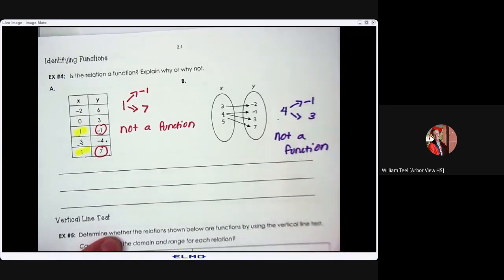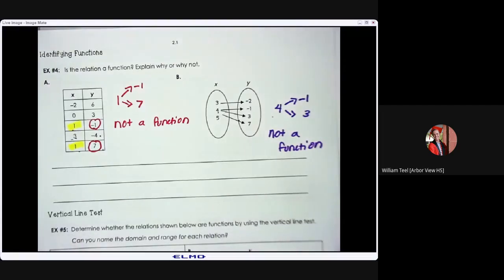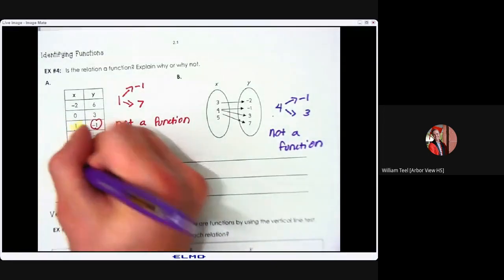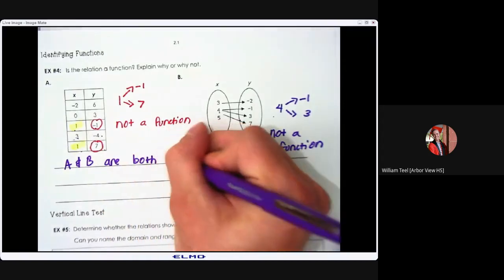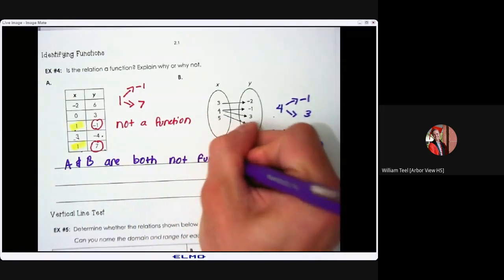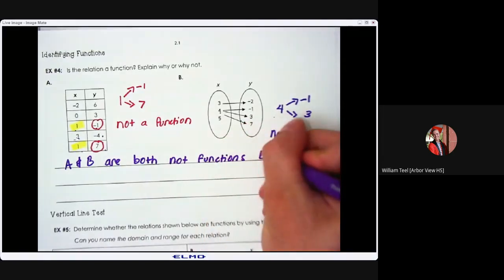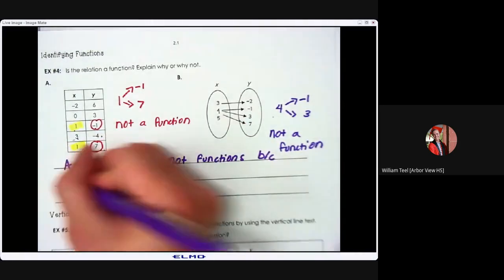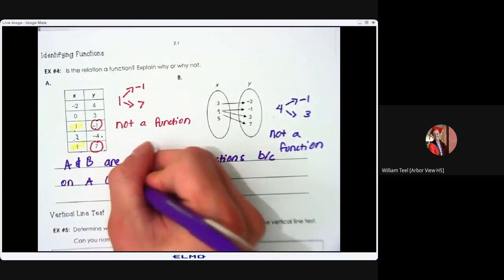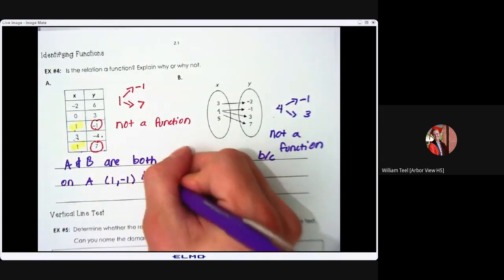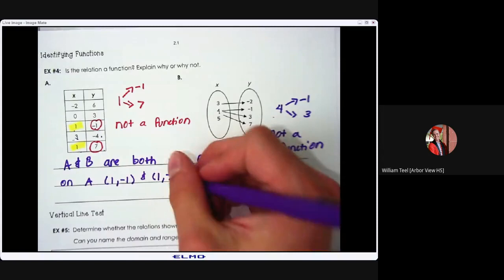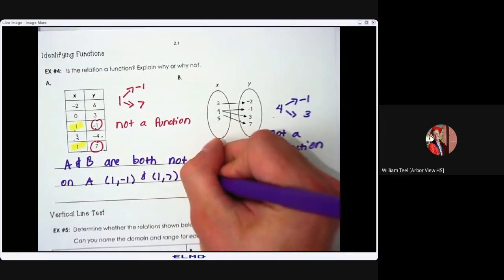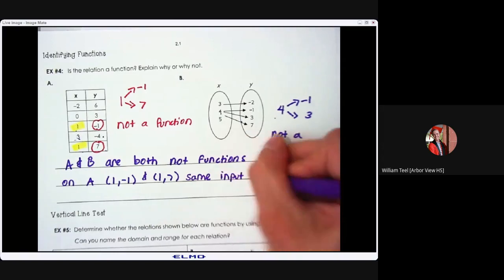If we want this relation to be a function, then it can only have 1 output for each input. So I'm going to go ahead and say that A and B are both not functions because on A, (1, -1) and (1, 7), we have the same input and different outputs. So I'm going to say same input, different outputs.